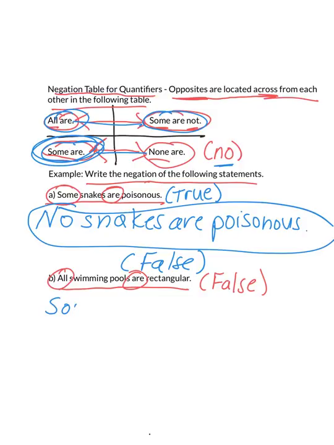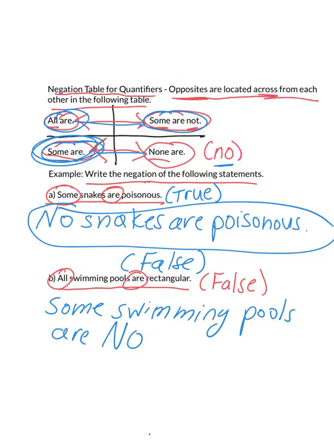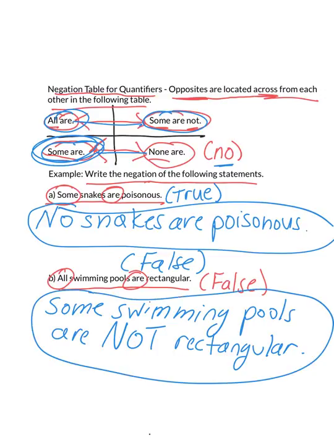So I'm going to rewrite it as some swimming pools are not rectangular. So I've negated "all are" with the phrase "some not." And notice my answer, some swimming pools are not rectangular. Well, that's a true statement. I negated a false statement and came up with a true statement. So that's another sign that I do have the correct final answer.